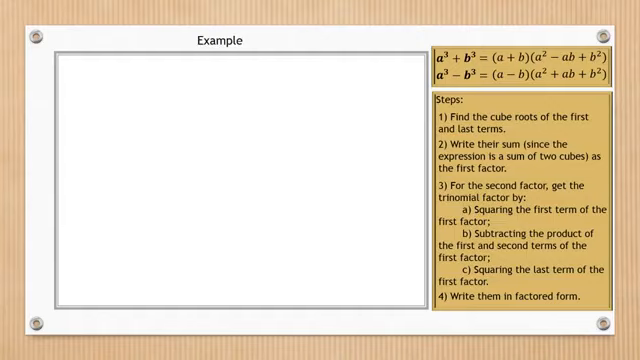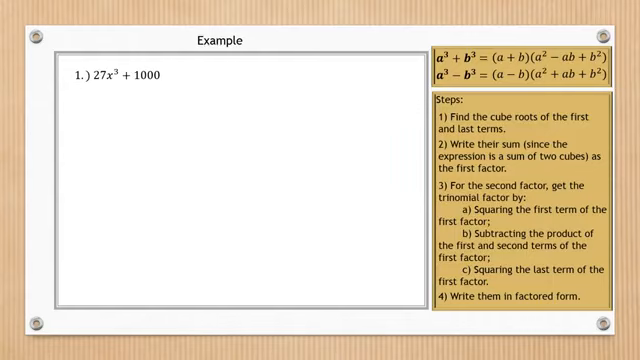So, let's have an example. First example, 27x cubed plus 1,000. Again, the first thing is you have to identify if this is a sum or difference of two cubes. Look at the first term. The first term is 27x cubed. The second term is 1,000. So both of these two terms are perfect cubes. So this fits our example now.